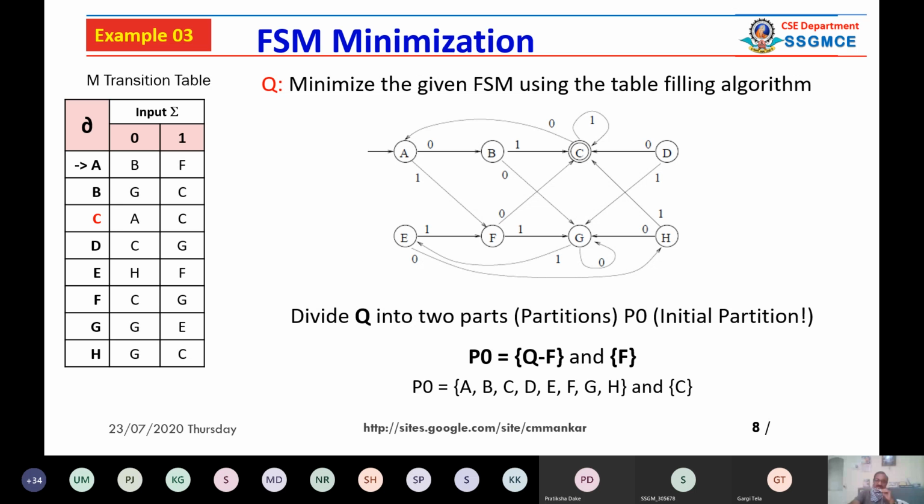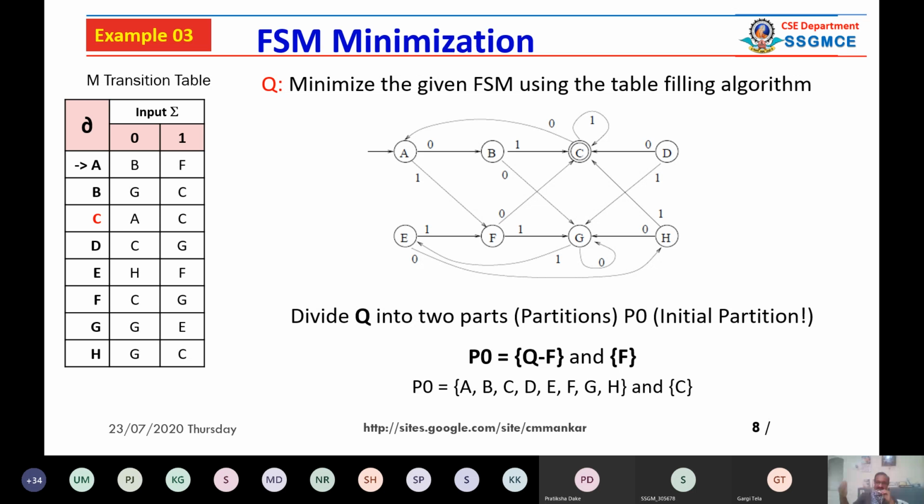So here initial 2 partitions are there. इसमें A, B, C, D वगैरह वगैरह है और sorry C नहीं चाहिए इसमें. There is a mistake. Please remove C from it because C is a final state. C should be on the right side.